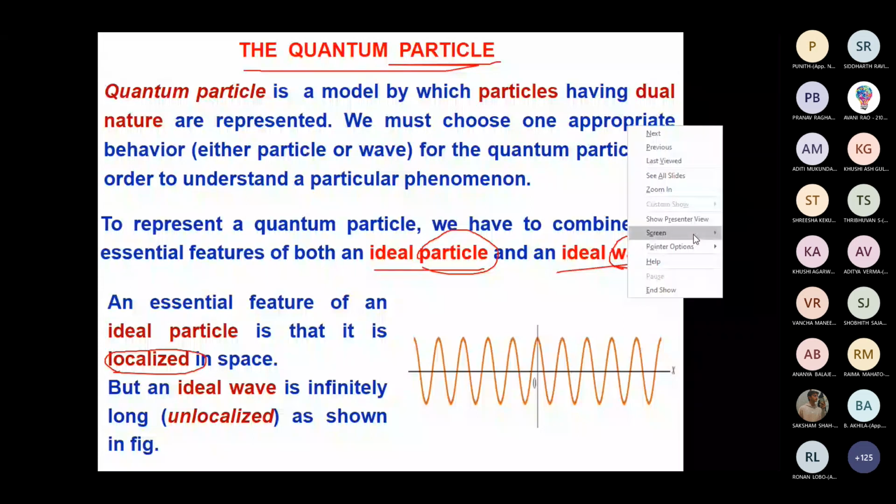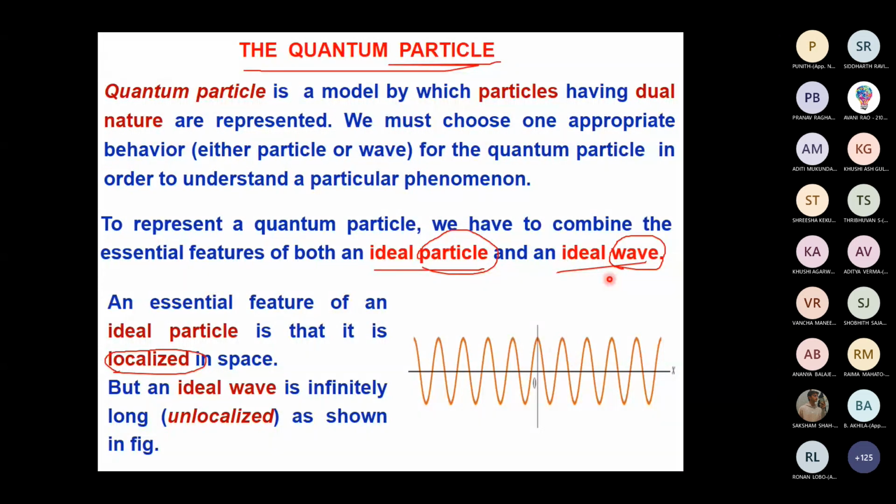And if you take the essential feature of an ideal wave, it is infinitely long, that is, non-localized. So that is the challenge. You have to combine both these features, the localized and the unlocalized one, into one entity and represent it by a model called a quantum particle.